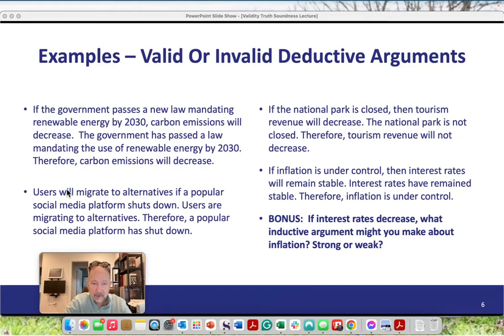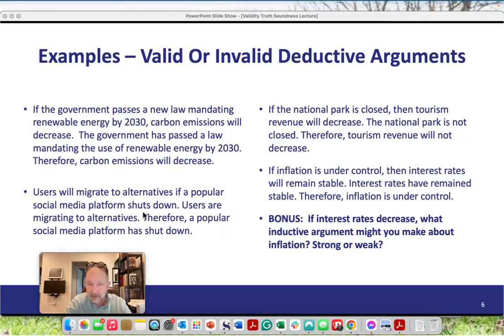So P, users will migrate to alternatives if the social media platform shuts down. P then Q, right? Users are migrating, Q, therefore P. It doesn't work. It's referring to itself. It's referring to the antecedent. So if you did this on paper, you would see that it doesn't make sense.